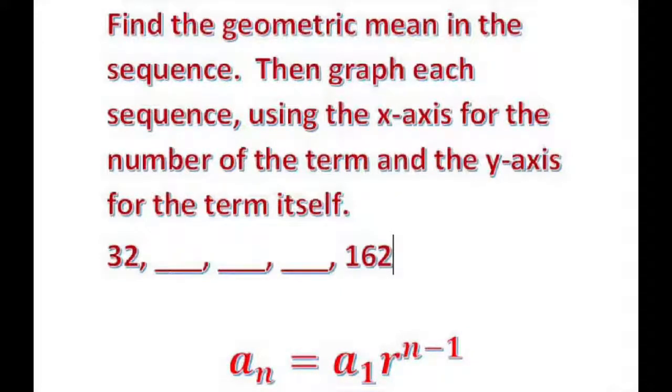Hi everyone, we're going to find the geometric mean in this sequence, then graph the sequence using the x-axis for the number of the term and the y-axis for the term itself. This is our sequence, so we're going to use this formula to find r and fill it out. So basically we have 32, 1, 2, 3, and then 162. So we have our first term and our last term, but we don't have r.